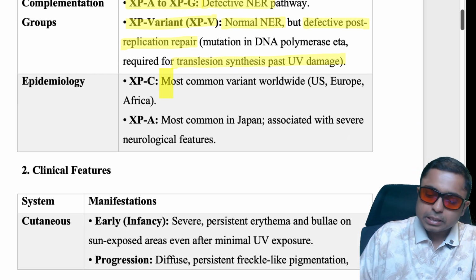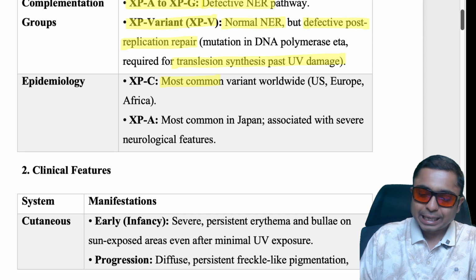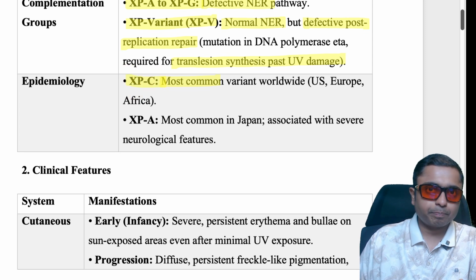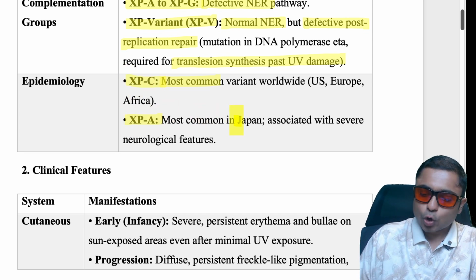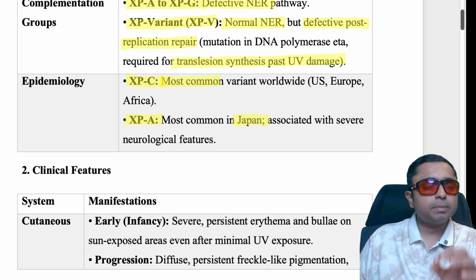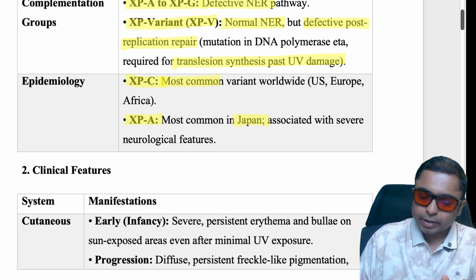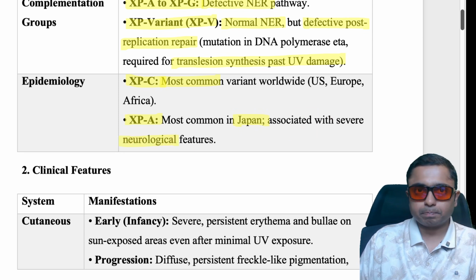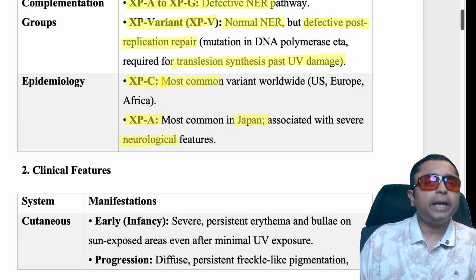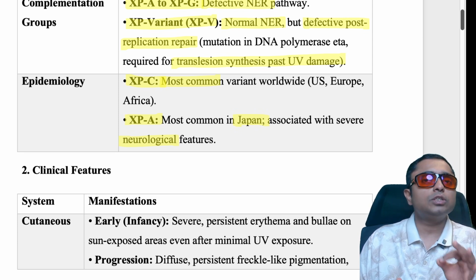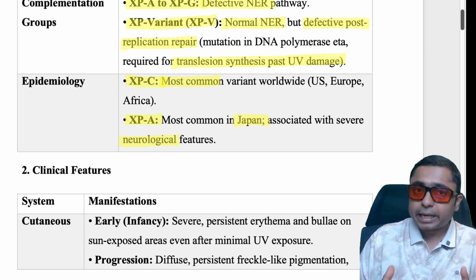Coming to epidemiology, the most common variant worldwide is the XPC variant, whereas XPA is common in Japan and also XPA is associated with neurological features. Yes, you heard it right. These patients are not only going to have the skin changes, they can also have the changes in the eyes and also in the nervous system.